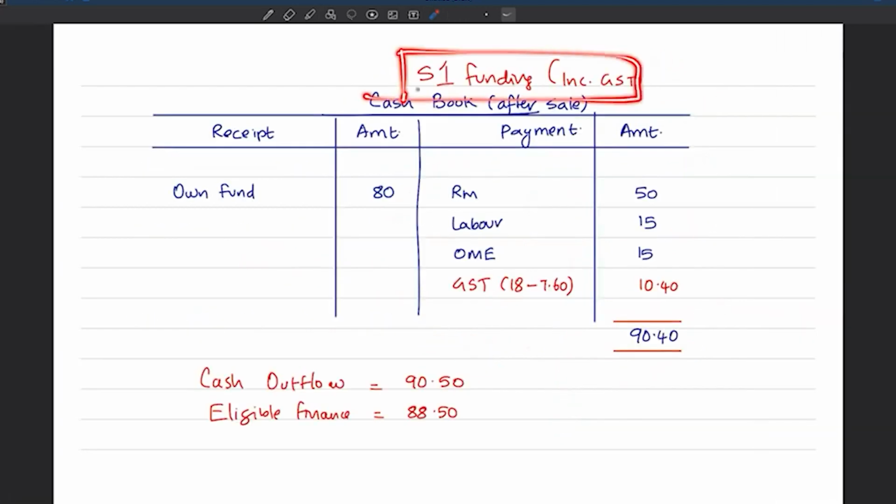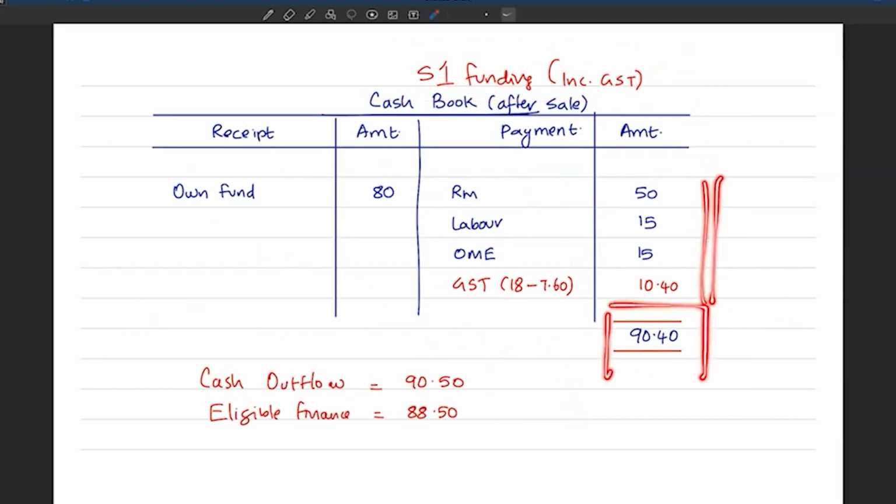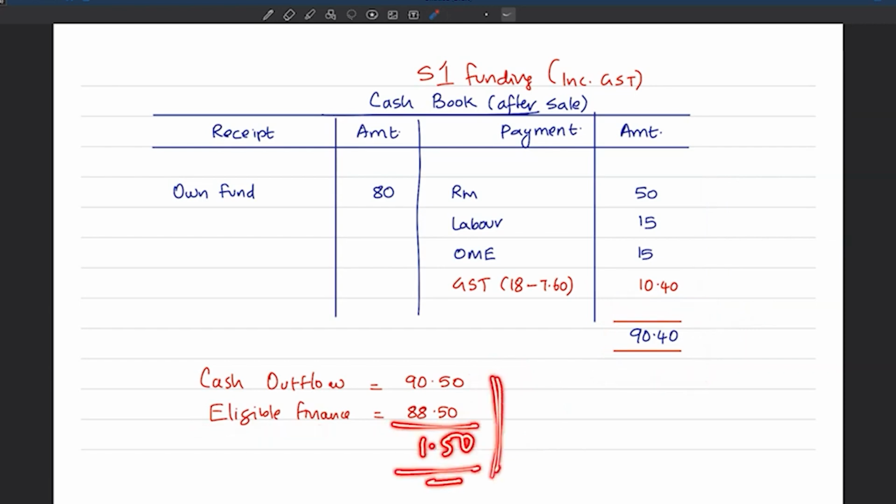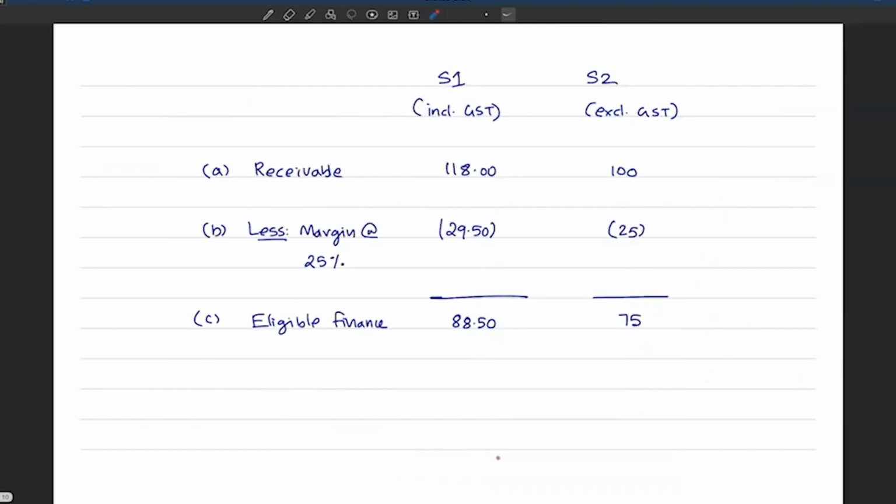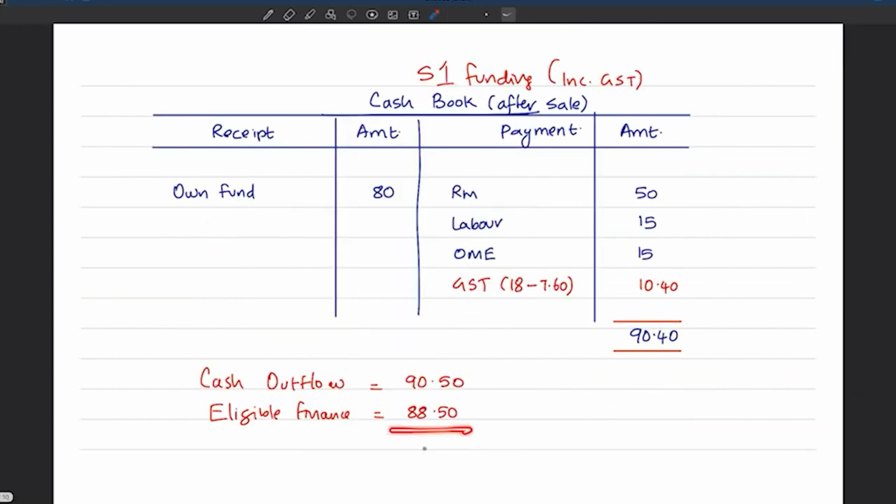Look at the scenario 1 funding where the receivables include GST. We already know the outflow is 90.4. That is the cash outflow. And the eligible finance is 88.5, which comes very close to the outflow. So now we may be wondering how he will manage this 1.5. He can manage this 1.5 very well because he was asked to bring in a margin of 29.5, and here the gap is only 1.5. This 1.5 gap can be easily funded through the margin of 29.5.